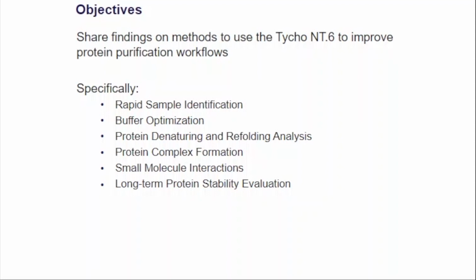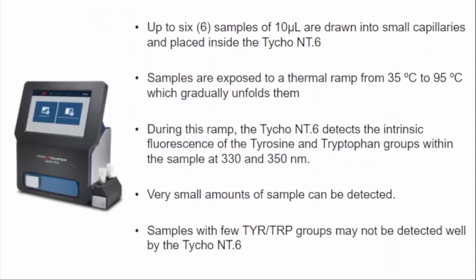We've heard the name Tycho probably 5 or 6 times, and you'll hear a lot more. So what is it and how does it work? The Tycho can use up to 6 samples of 10 microliters, and you draw them into small capillaries and place them inside the device. Those samples are exposed to a thermal ramp from 35 degrees Celsius to 95 degrees Celsius, which slowly unfolds them.